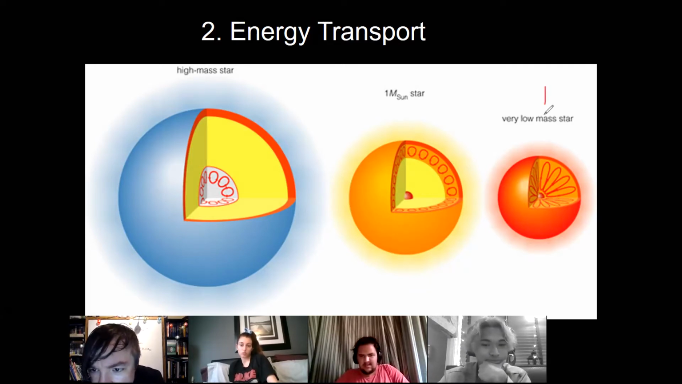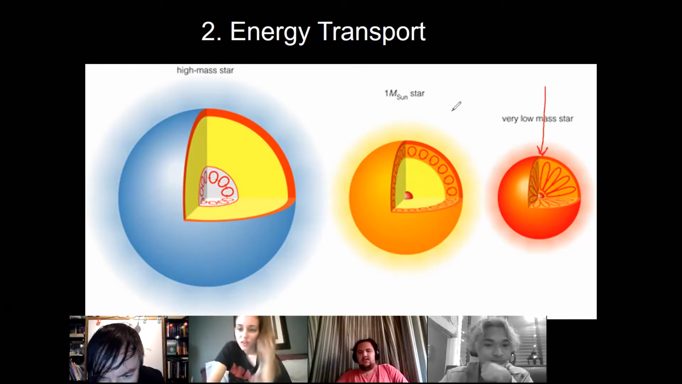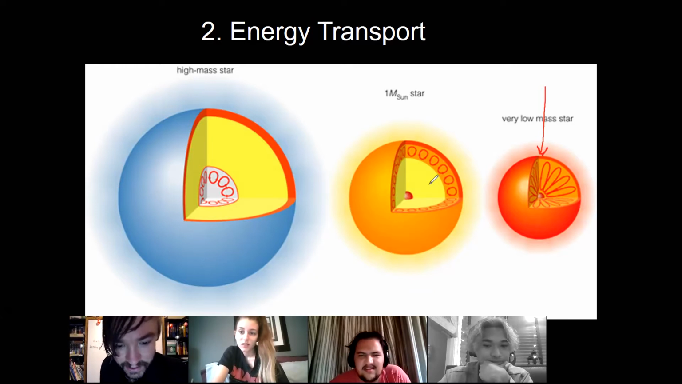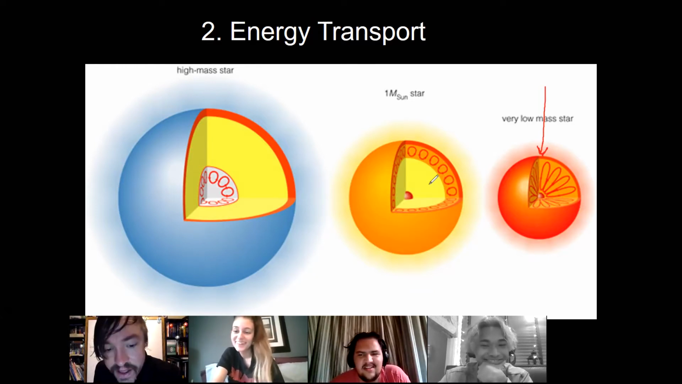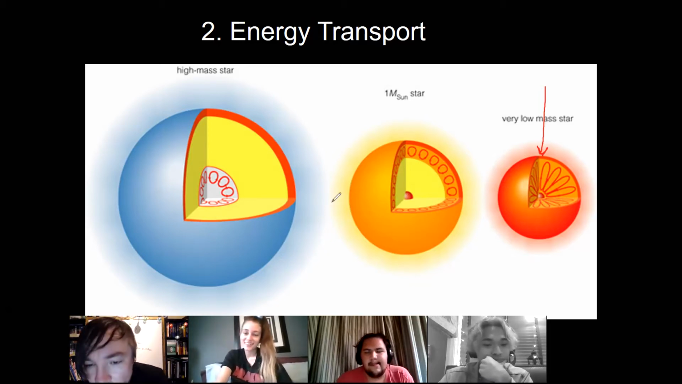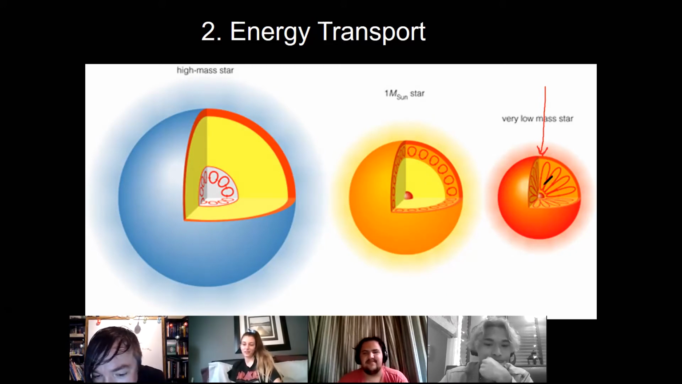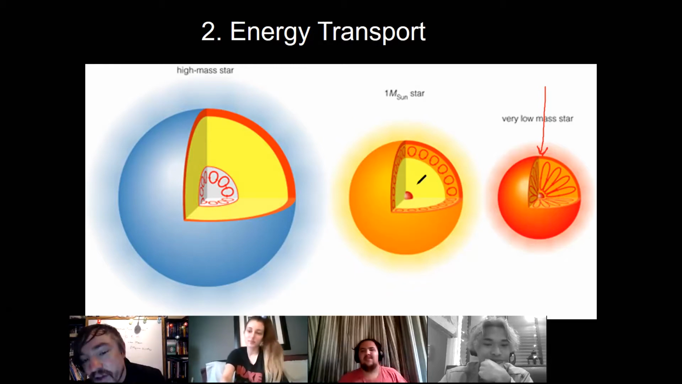How does the interior of the sun differ from a very low mass star? What's the first thing that you notice here? There's no yellow layer. Right. And the yellow layer is called the radiation zone. So there's a meaning to this. Okay, that's fine. The yellow layer. Why is there no yellow layer? Why is there no radiation zone?